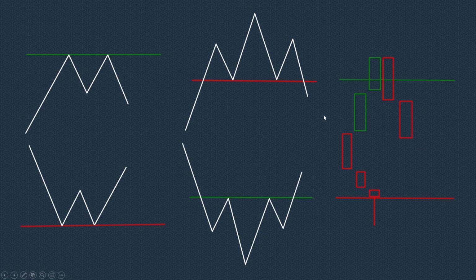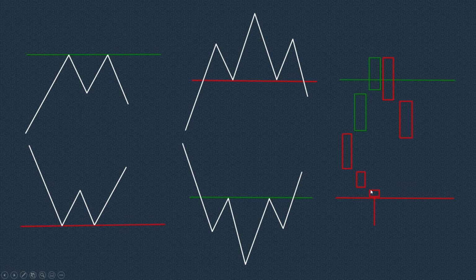The false breakthrough is forming when the price is staying above the level after a breakthrough. As we can see here, the candle is closing above the level. However, the next candle, or a number of candles, return the price under the level. So we're just seeing the correction here.